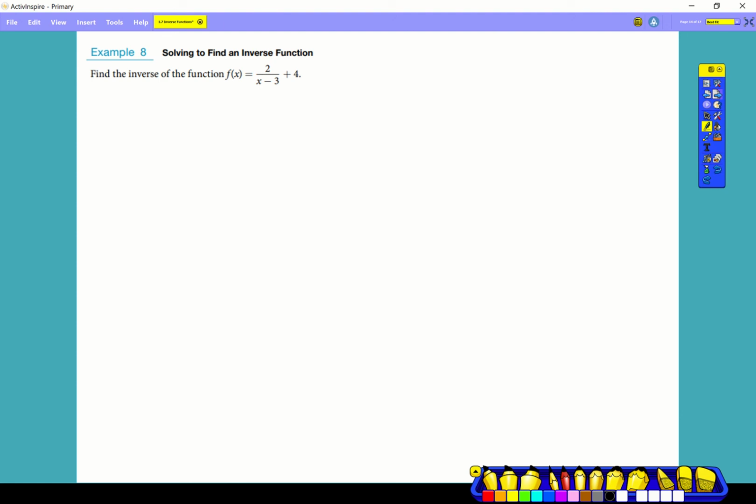Now we're going to find the inverse of this lovely function. The first thing we're going to do is put it in y equals form. Since it says find the inverse of the function, I assumed it was one-to-one, but you will need to check that it is one-to-one. This one is, so don't worry about it. 1 over x is one-to-one.